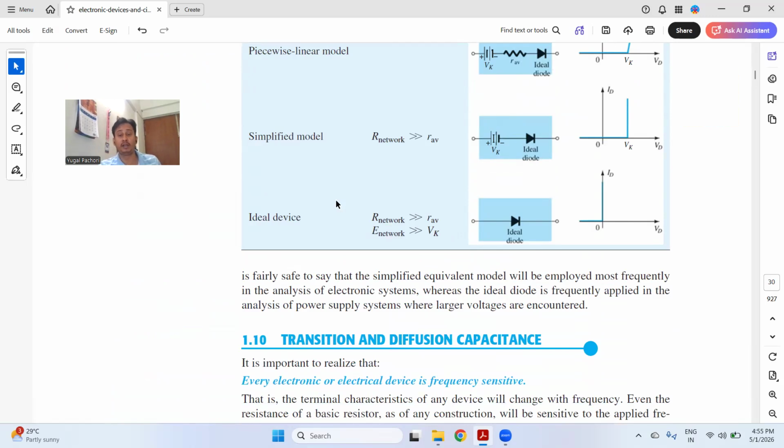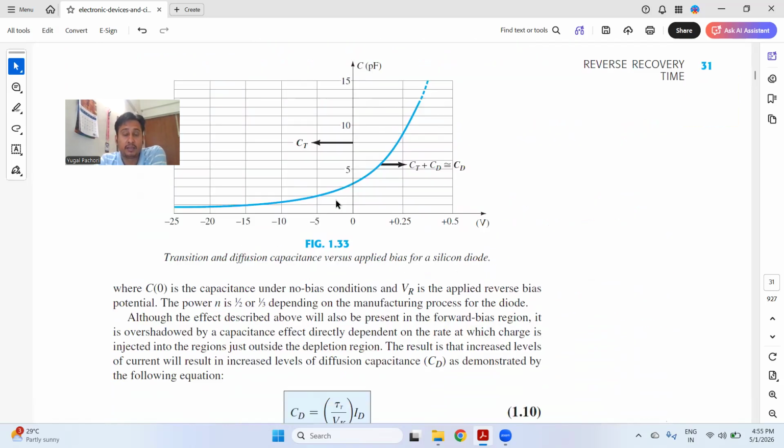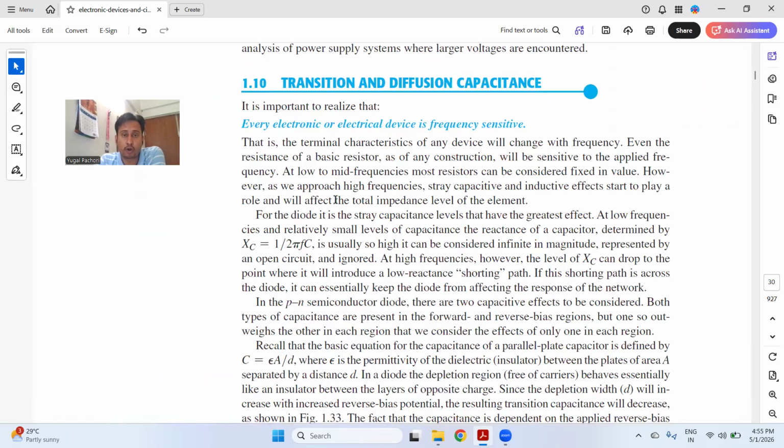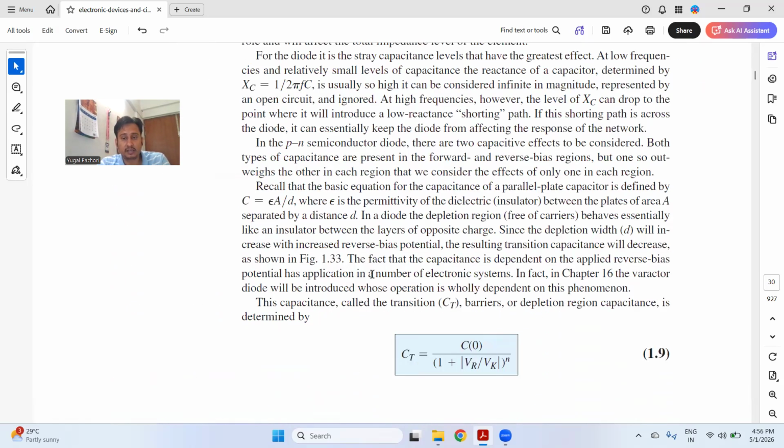Now, I will talk about the transition and the diffusion capacitance. The diffusion capacitance is the forward capacitance, whereas the transition capacitance is the reverse capacitance. The capacitance in the reverse biasing is the transition capacitance, whereas the capacitance in the forward biasing is known as the diffusion capacitance. So you can see CD is the diffusion capacitance and CT is the transition capacitance. This is the equation of the transition capacitance.